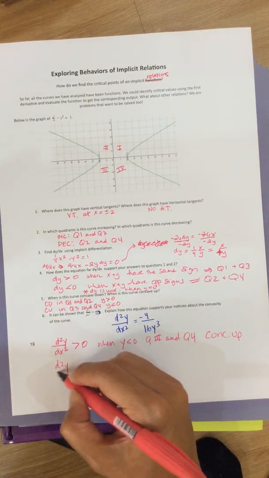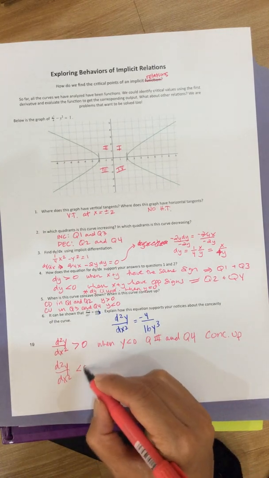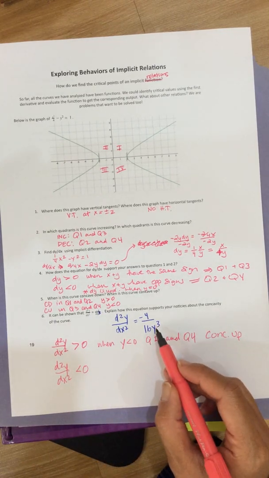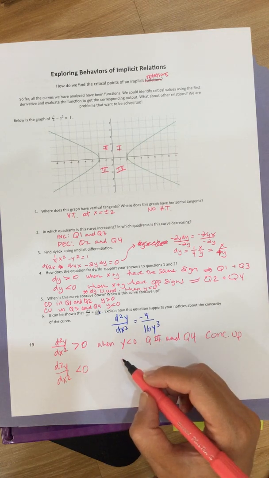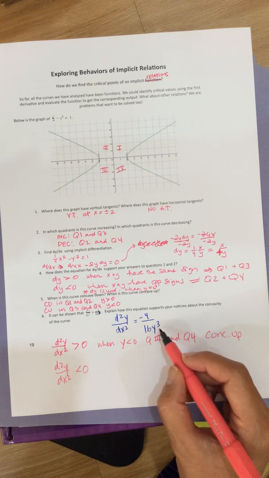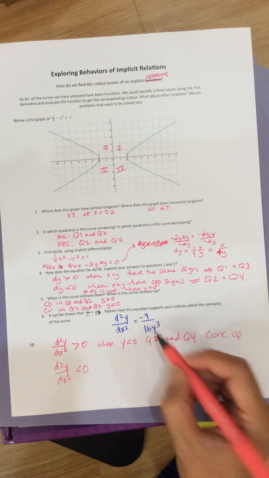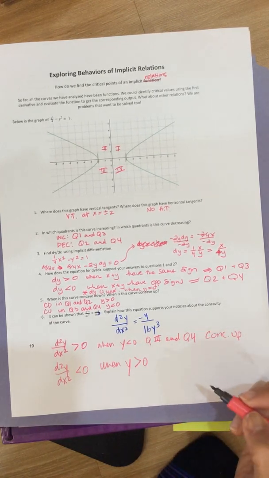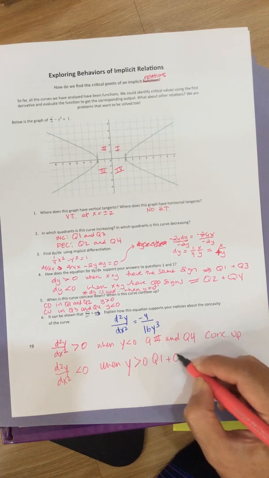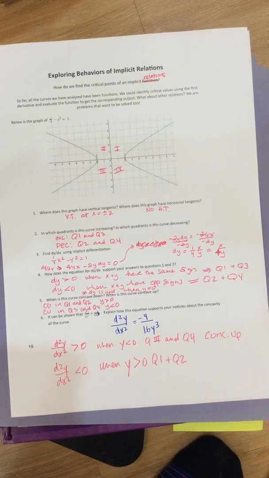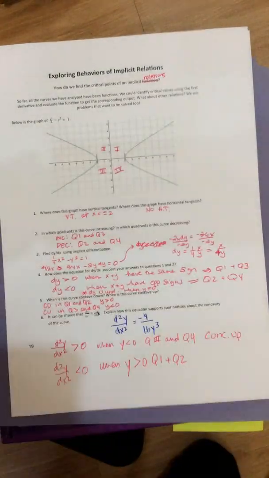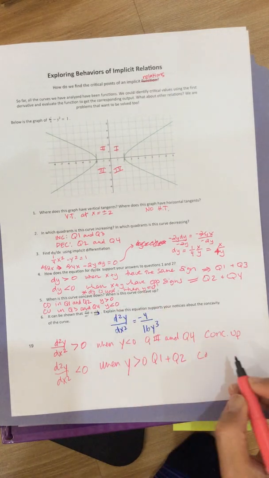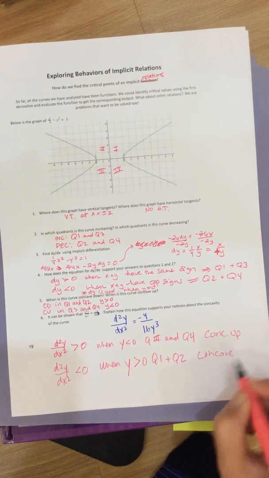And then the same thing when the second derivative is less than 0, right? So when it's negative, to make this negative, we'd want the denominator to be positive because the numerator is already negative. So that's going to be when y is greater than 0. And when is y greater than 0? In quadrant 1 and quadrant 2. And so what does it mean? If the second derivative is less than 0, well, that's when it's concave down, which is what we had written right here. Concave down.